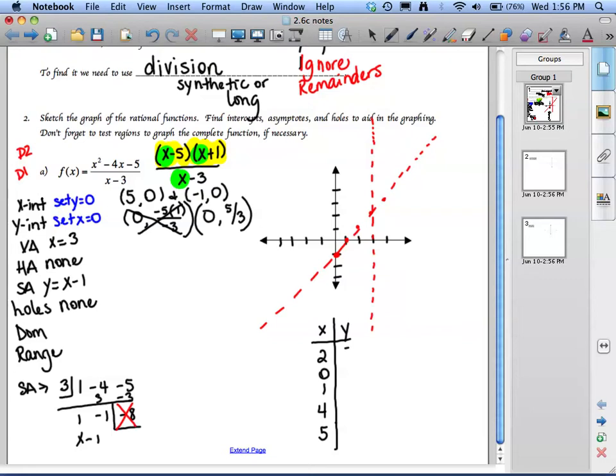2 minus 5 is negative 3. 2 plus 1 is 3. Over 2 minus 3 is negative 1. I believe I get 9. Someone check my math there. 0 I already figured out is 5/3. Do I need to rework that, or are you okay with trusting that my... I'm going to trust you. Okay. 1 would be negative 4 times 2 over negative 2, which is 4.